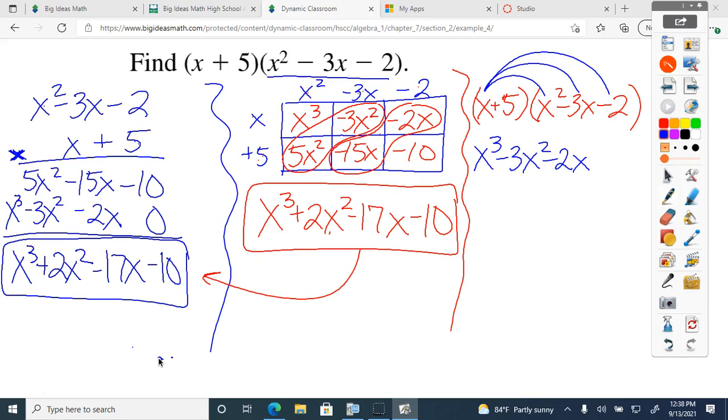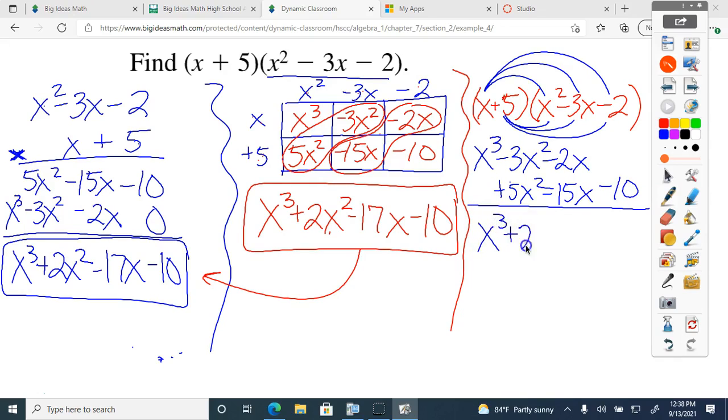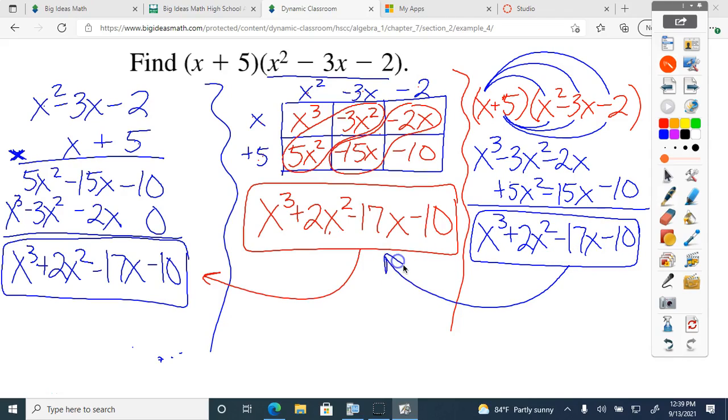Now I have to do all that again, but I have to multiply it by 5. So 5 times x squared, I don't really have enough room over here, so I'm just going to come under it. That's going to be positive 5x squared. 5 times negative 3x is negative 15x. And 5 times negative 2 is negative 10. Add all of them up. X cubed plus 2x squared minus 17x minus 10. Again, the same answer I got doing it the other ways.